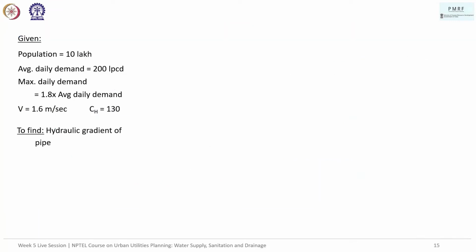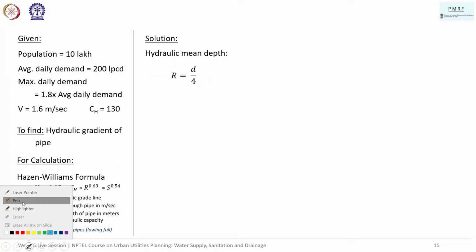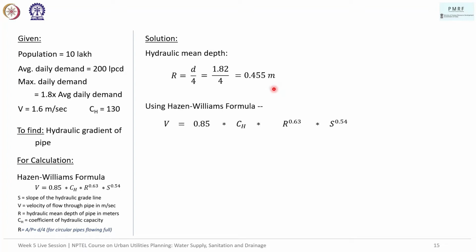So let's go ahead. These are our given values, and for calculation we'll be using the Hazen-Williams formula. So first we calculate the hydraulic mean depth, which is d by 4, right? We just calculated d to be 1.82 meters from the previous question, divided by 4, and that gives you a value of 0.455 meters, right? Then we use the Hazen-Williams formula. We essentially just substitute the values here.